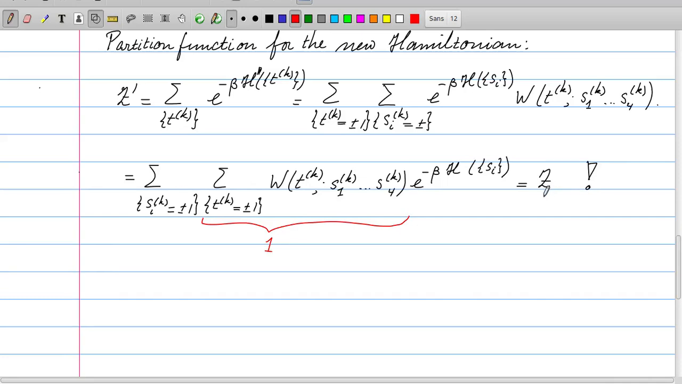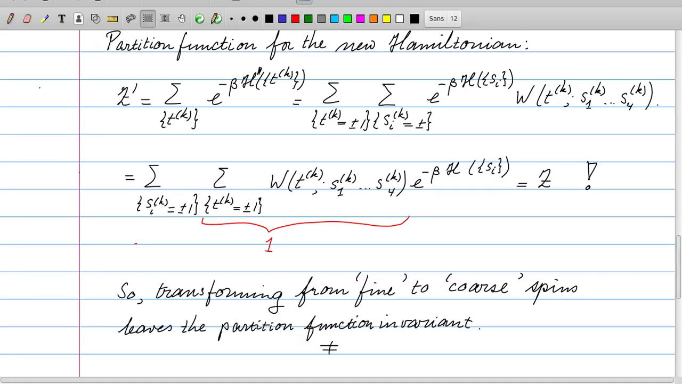So we see that the partition function for the TKs is exactly the same as the partition function for the S's, and so we have succeeded in reformulating the problem in terms of the TKs such that the partition function and therefore the thermodynamic behavior is the same for both models. So transforming from the fine spins S to the coarse spins T leaves the partition function invariant. That's the conclusion we can draw.